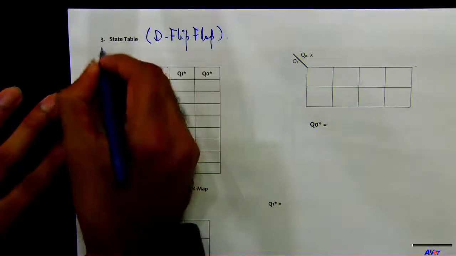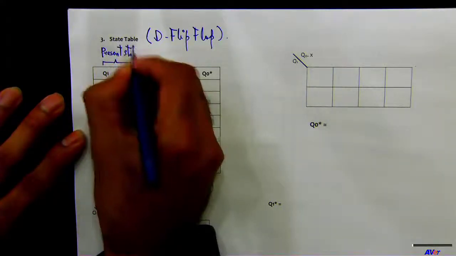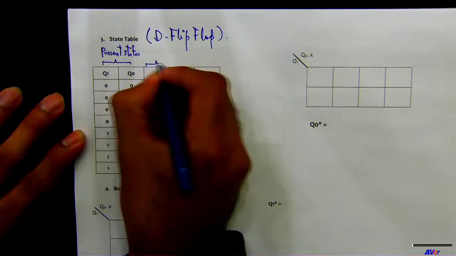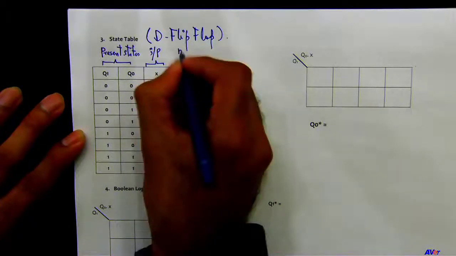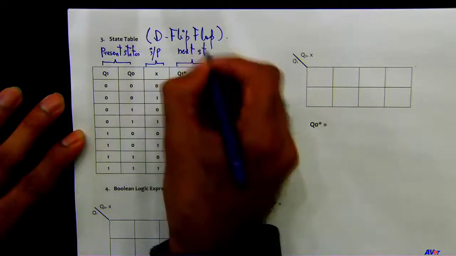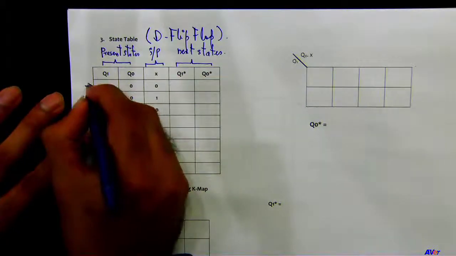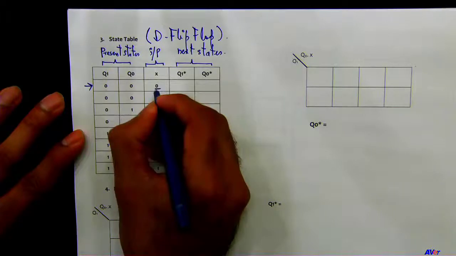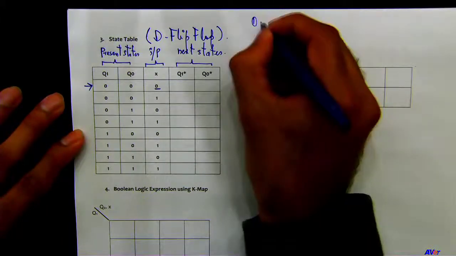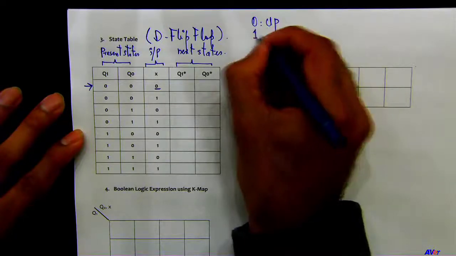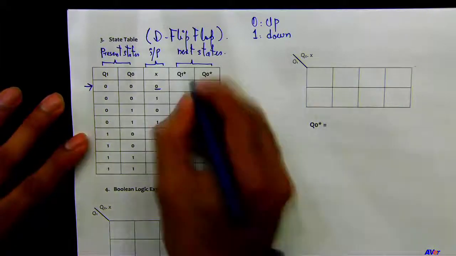So these are your present states, your input, and these are your next states. Okay, if the present state is 0, 0 and the input is 0, what is going to be the next state? Remember, 0 is up and 1 is down. Okay, so it will go from 0 to 1, so that will be 0, 1.